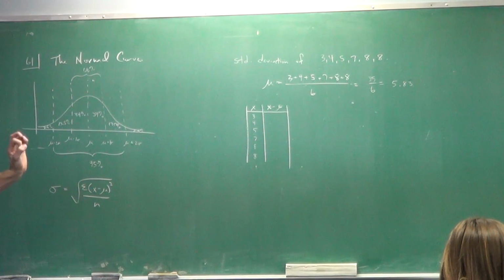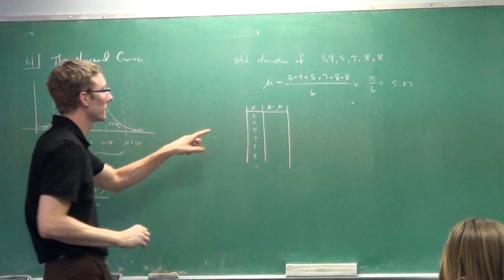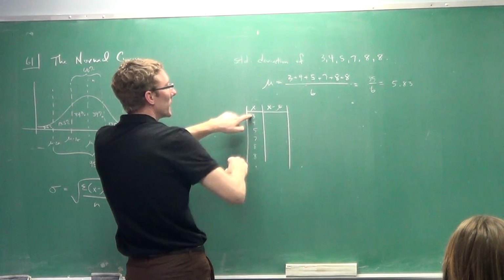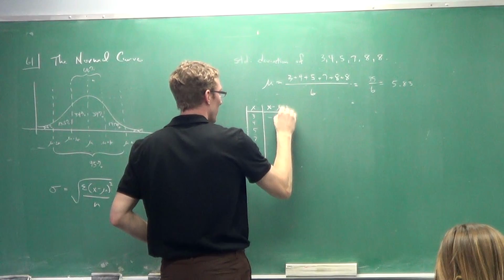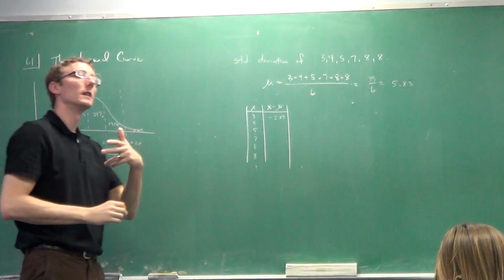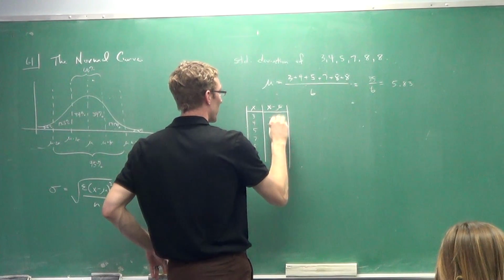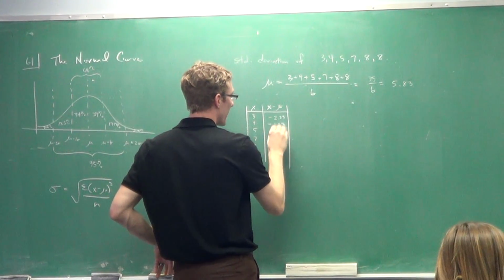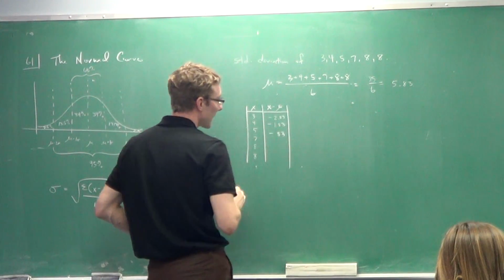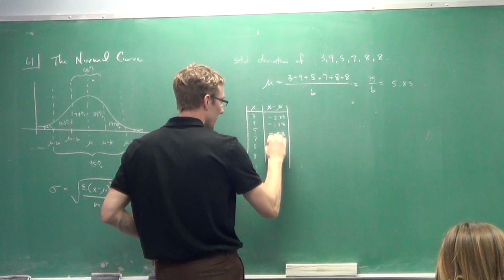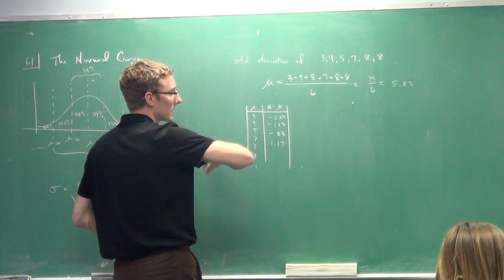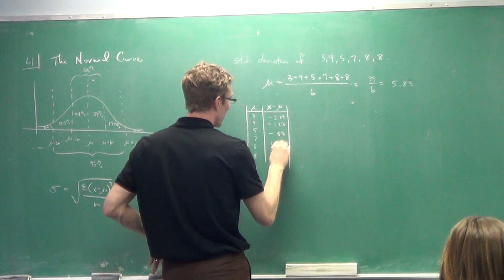This is going to show you how far your number is off the mean. 3 minus 5.83, negative 2.83. In other words, 3 is 2.83 below the mean. 4, negative 1.83. 5, negative 0.83. 7 minus 5.83 is 1.17. 8 minus 5.83 is 2.17.